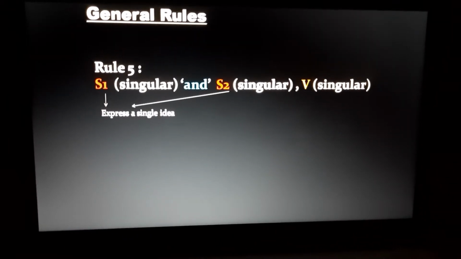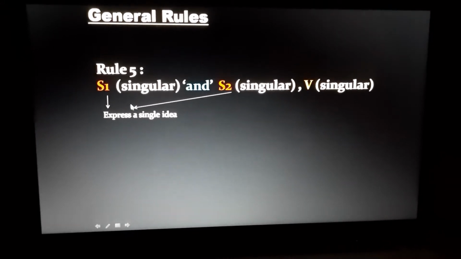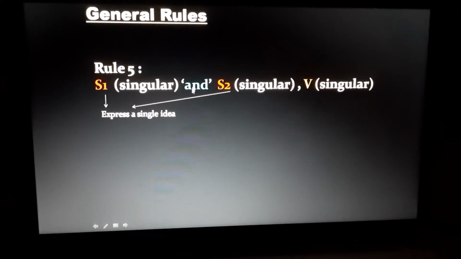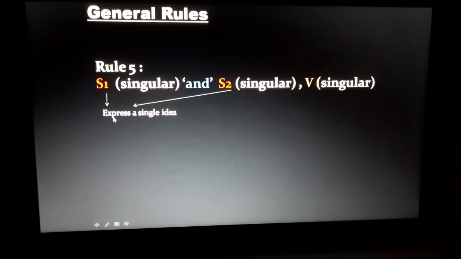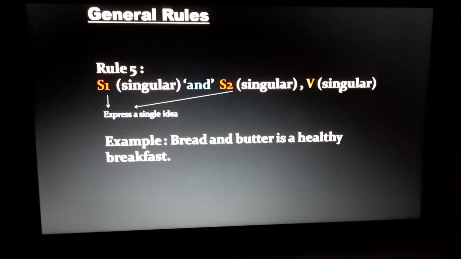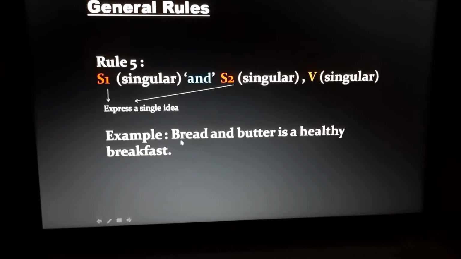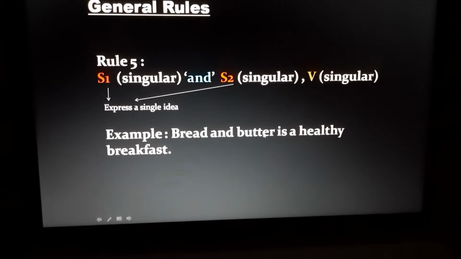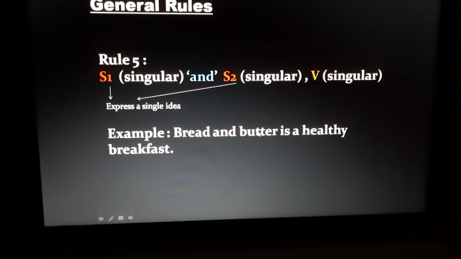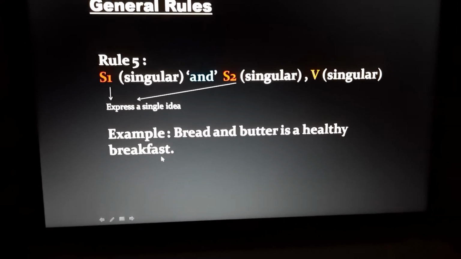Let us move on to rule number 5. It says if there are two subjects, subject 1 and subject 2, both singular, connected by the connective and, but when both the subjects express a single idea, the verb is supposed to be singular. Look at this example: bread and butter is a healthy breakfast. Bread is one subject, butter is another subject. Here, the verb we have used is singular, because bread and butter both express a single idea of a healthy breakfast.